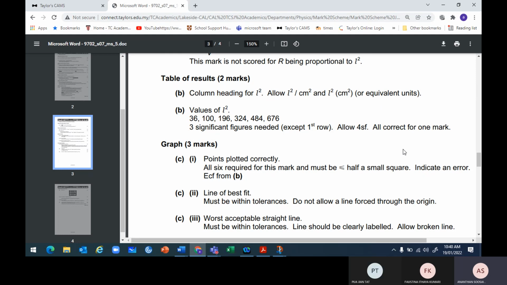So here 36. Next 100. Second, how much? 3 SF. So 100 can be 1, 2, 3 SF, right? The 0, 0 we can consider as SF, or don't want to accept as SF also can. So 100 can be considered as 3 SF. The 2 zeros are like a joker. So this is how your significant figure should be.